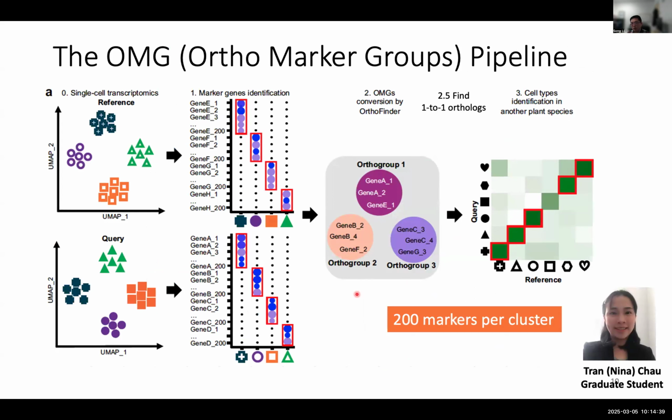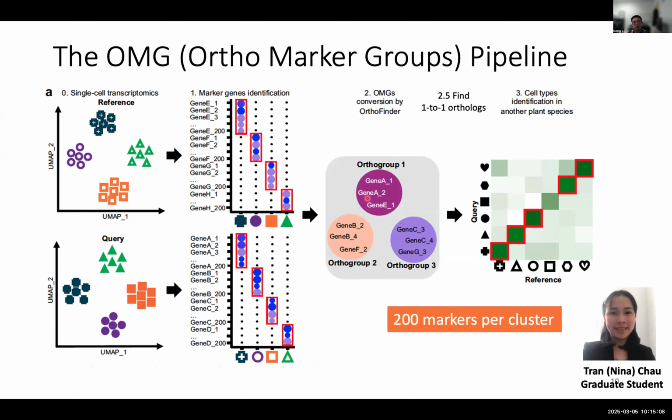So that is when Nina came on board in 2022-ish, and we decided to solve this problem using this orthologous marker groups pipeline. The pipeline is simple. To begin with, follow the typical Seurat pipeline where you generate these clusters. You can use other types of tools as well. Generate these clusters for your species. You have a reference species and a query species. And then you call these marker genes, again following the standard Seurat pipeline.